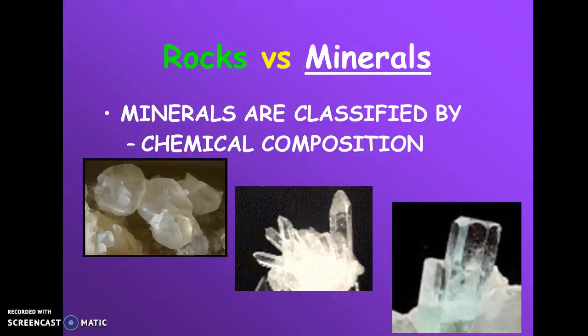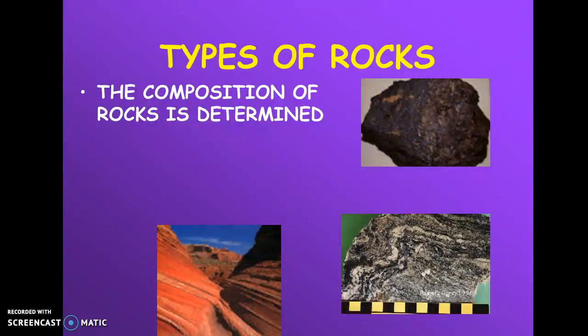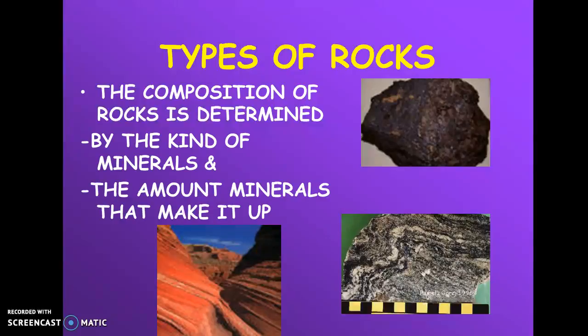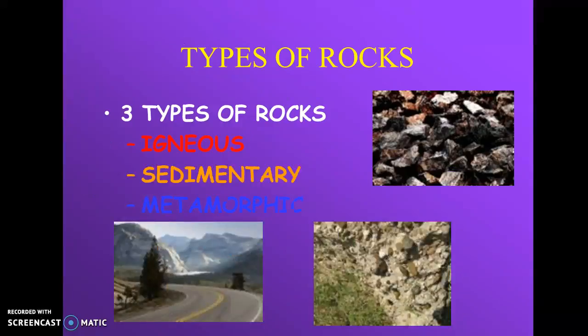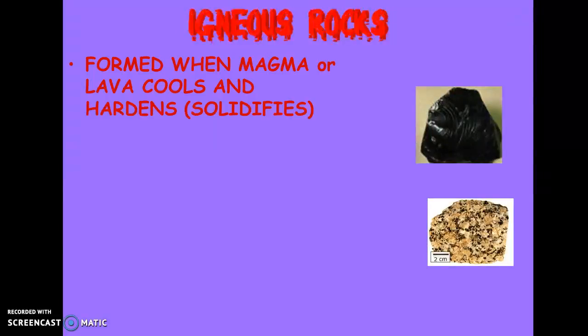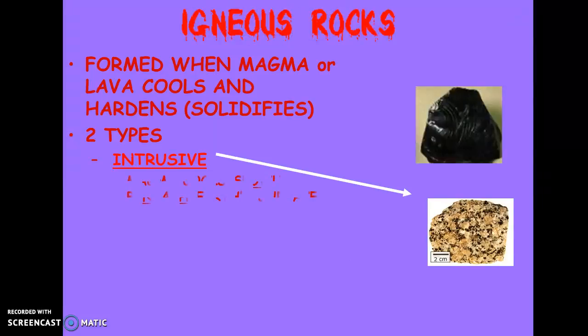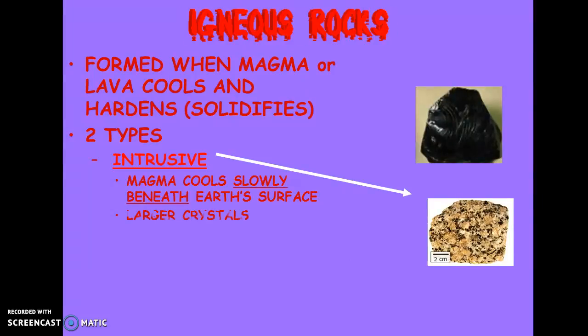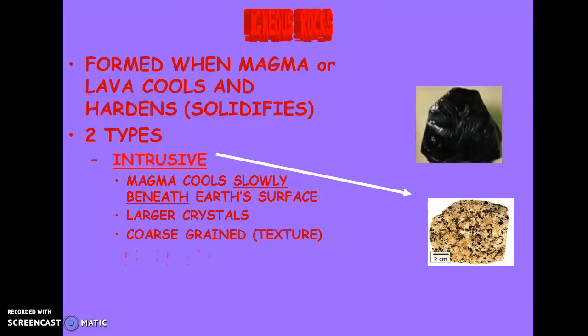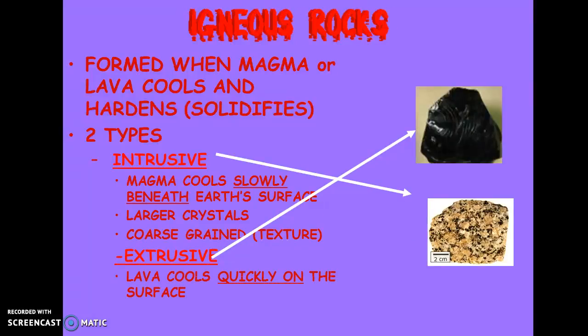So we talked about how minerals are classified in many ways, but one of those ways is chemical composition, whereas rocks are identified by what minerals they have inside of them and how they were formed. So again, the three types of rocks are igneous, sedimentary, and metamorphic. First things first, we're going to go through each one, talk about how they are formed and some of the important characteristics of each one. Again, make sure that you are writing these down in your Cornell notes.